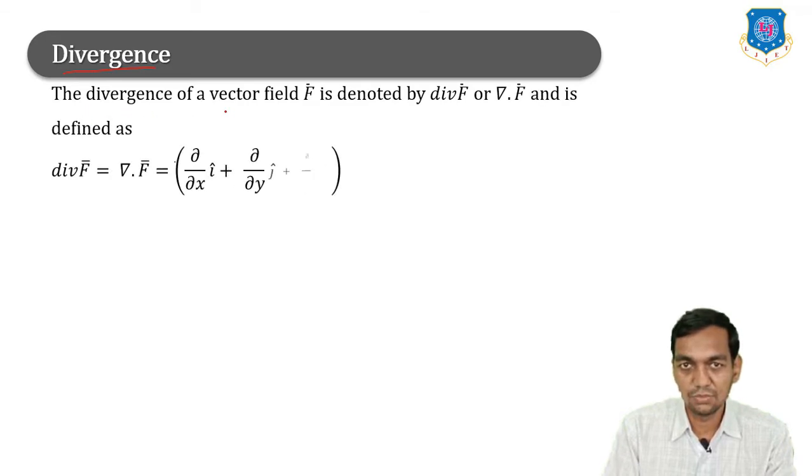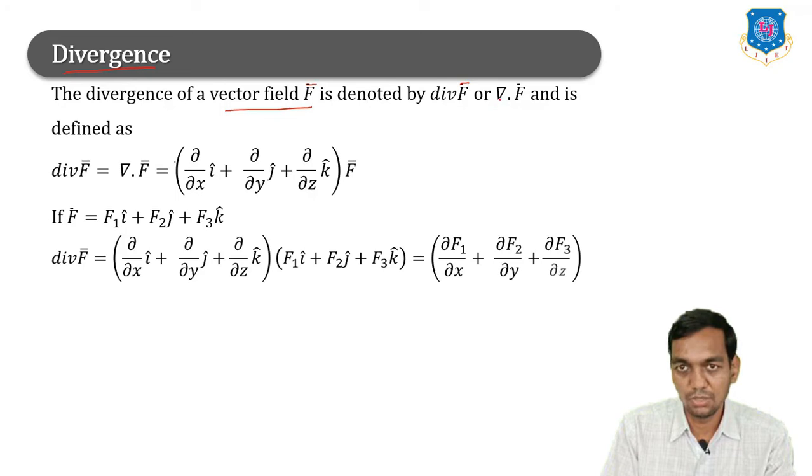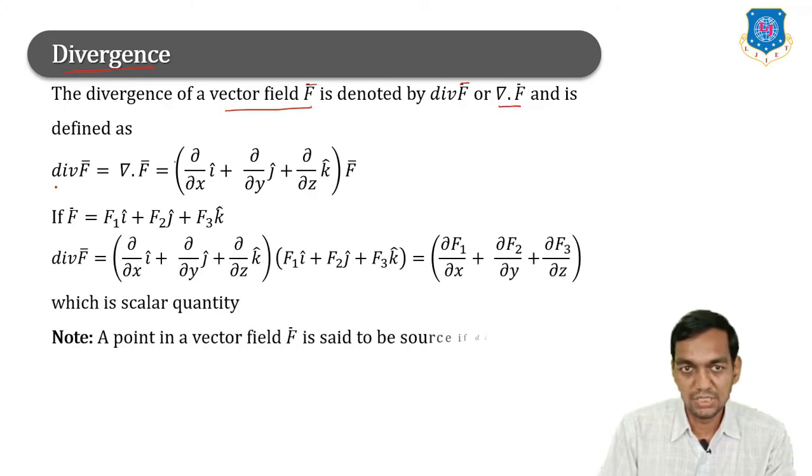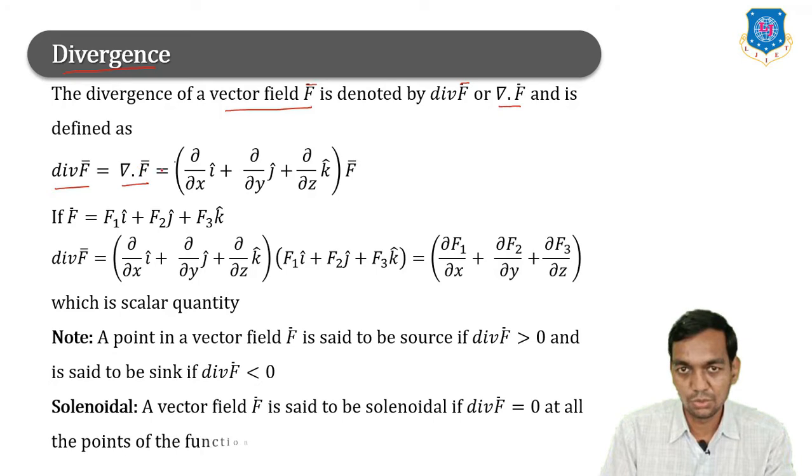The divergence of a vector field f bar is denoted by div of f bar, or you can say del dot f. That means divergence is a dot product of the operator del and the vector field f. So it is given by del/del x i, del/del y j, del/del z k, dot f bar.